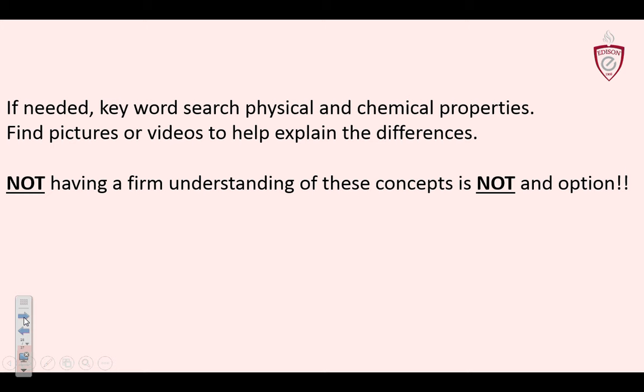So if you need, do some keyword searches on physical and chemical properties or physical and chemical changes. Find pictures or videos to help explain the difference. Not having a firm understanding of this concept is not an option. It's one of the basics of chemistry. It's how the energy and the matter interact.